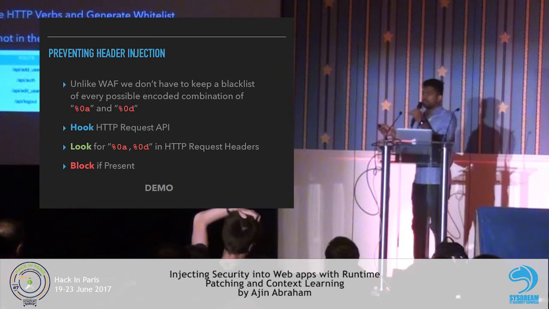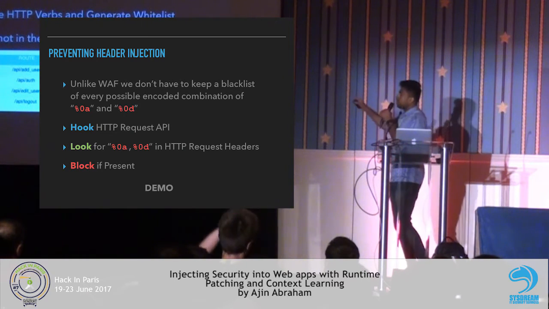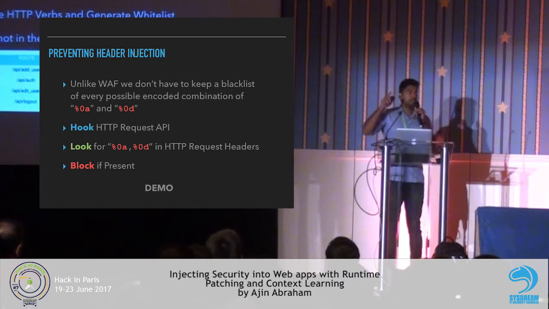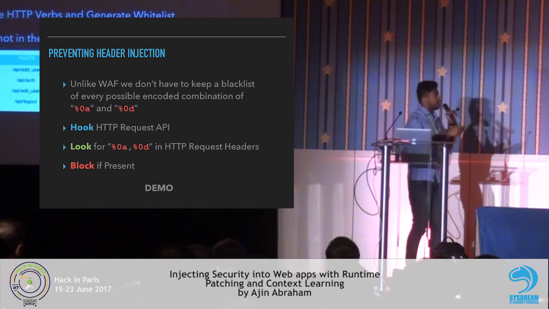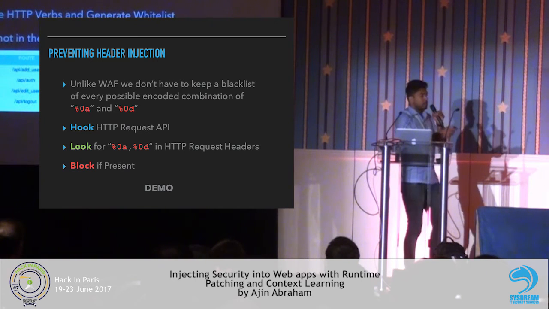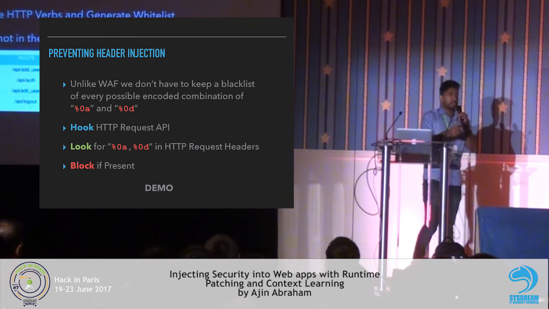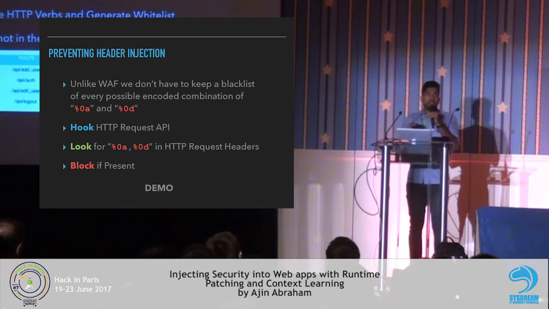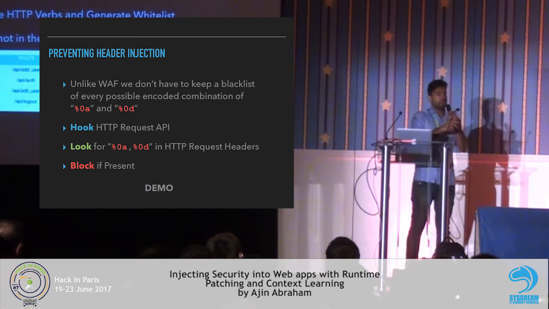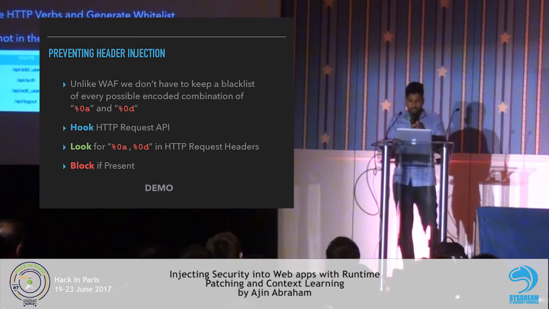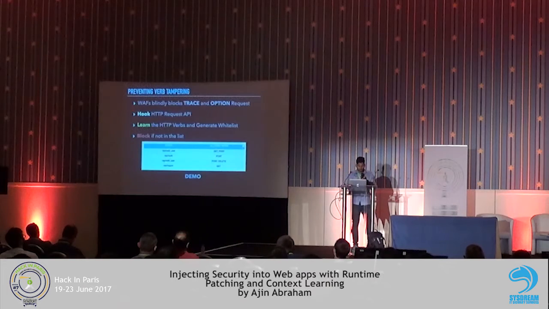Moving on, we have other interesting challenges like verb tampering when we deal with APIs. It's pretty straightforward and simple. What we do is we hook into the API that is responsible for request and response handling. We learn the HTTP verbs as and when they occur. We generate a whitelist, and once the learning phase is completed, anything that comes to that particular endpoint will be blocked. I can show you a quick and simple demo for that as well.